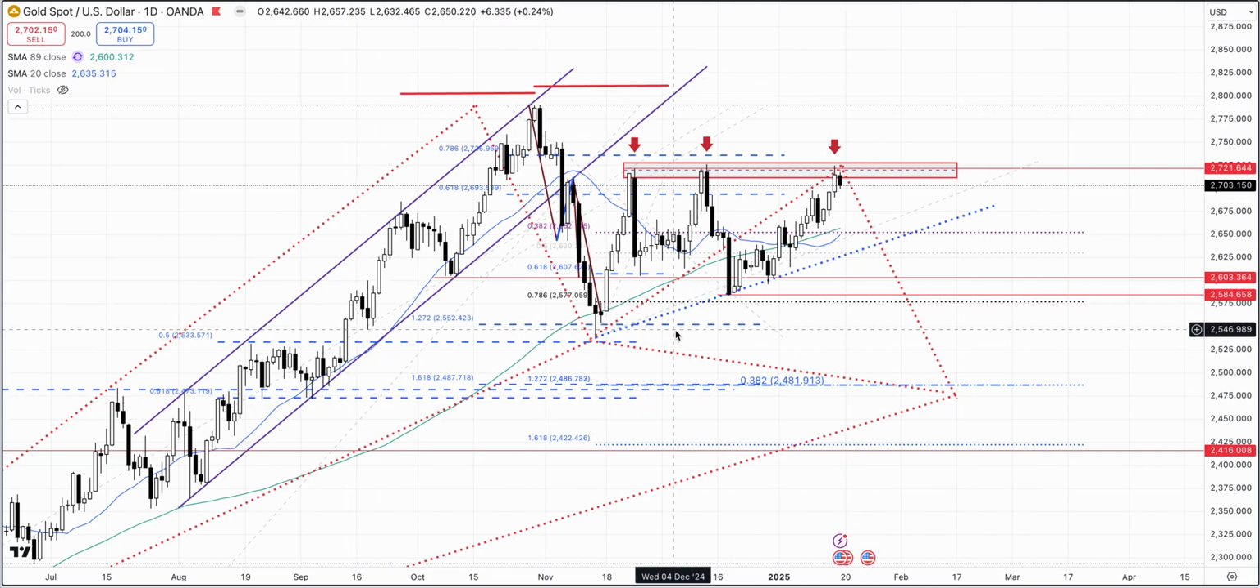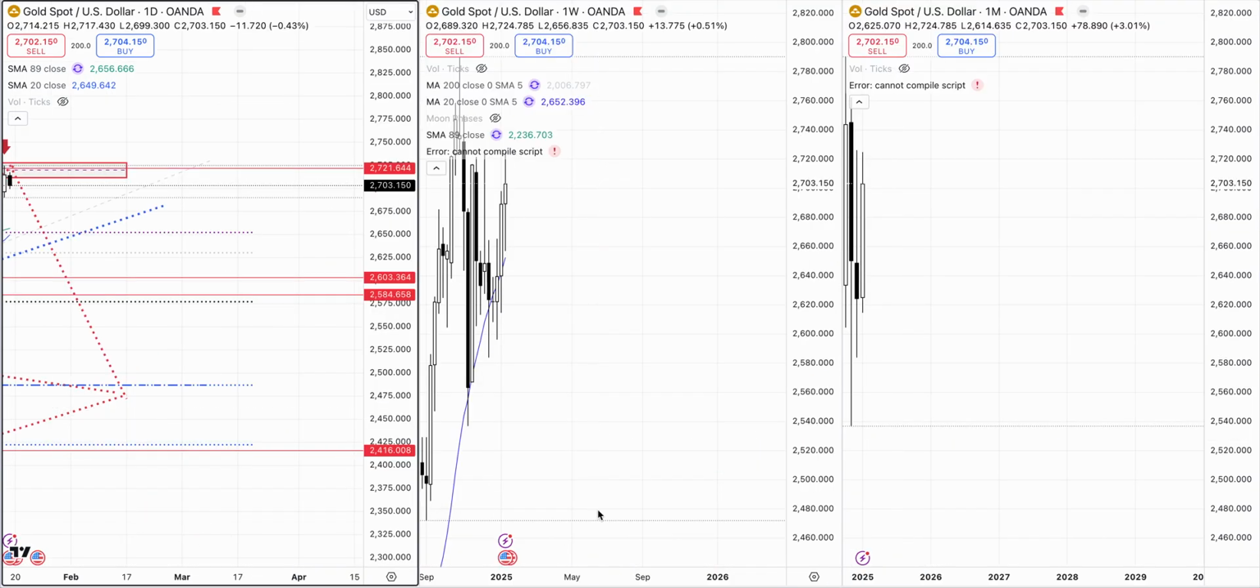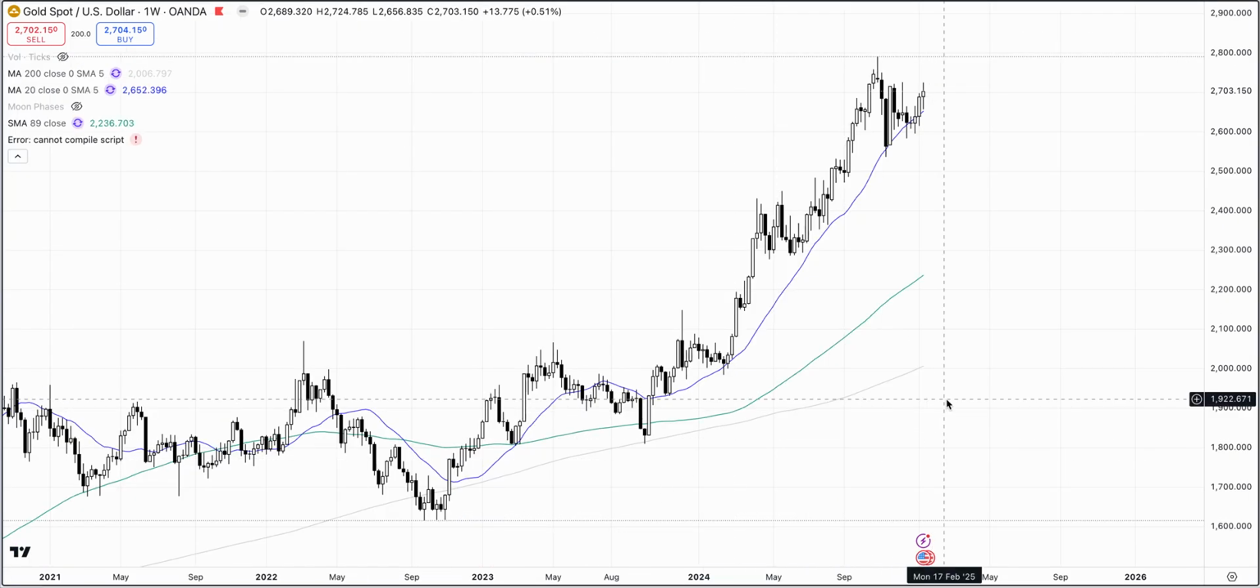Now remember, this is the spot market. This is not the COMEX gold. It's not the futures chart. So the price is a little bit different here. Okay, so this is what we are looking at in gold. I think I am slightly on the bearish side in gold, although there are so many bulls out there for gold.